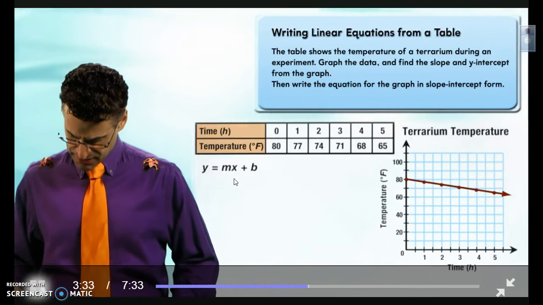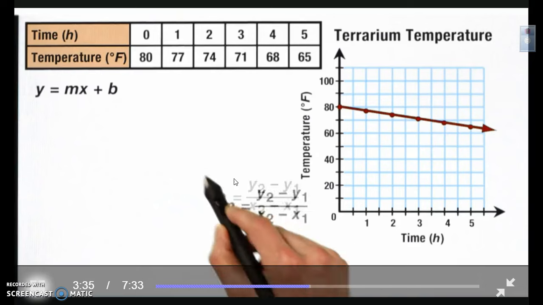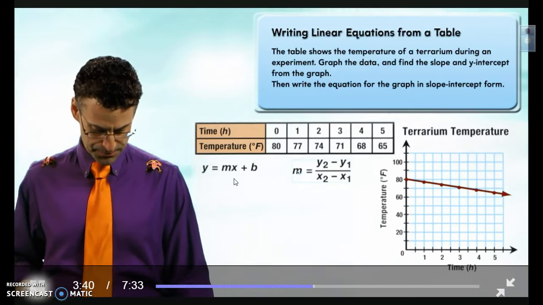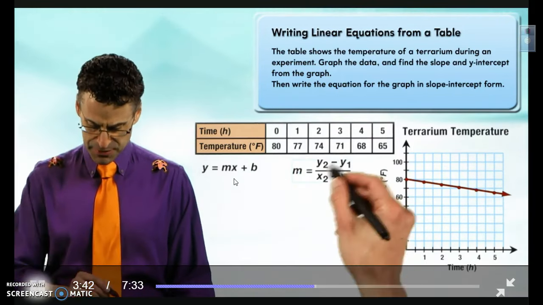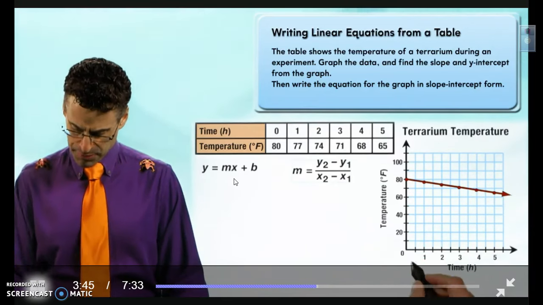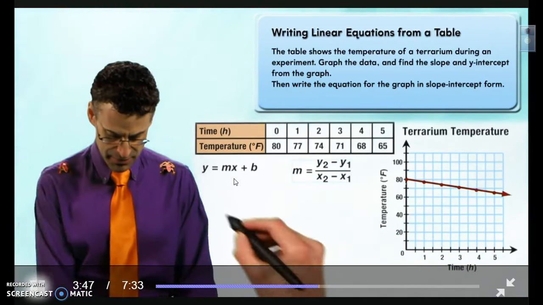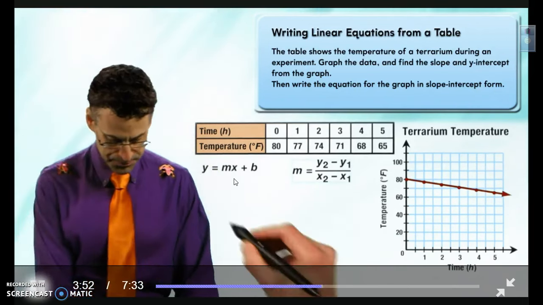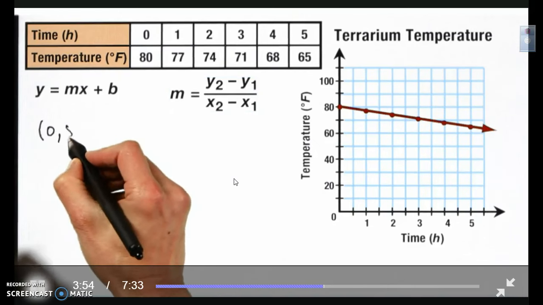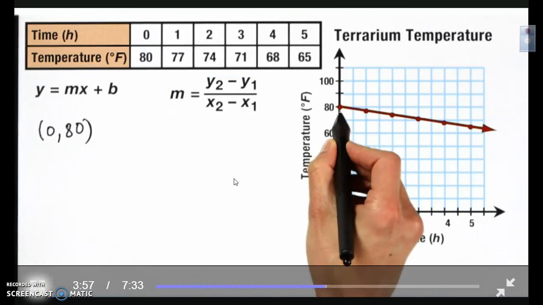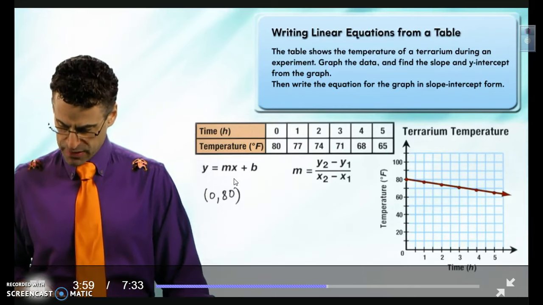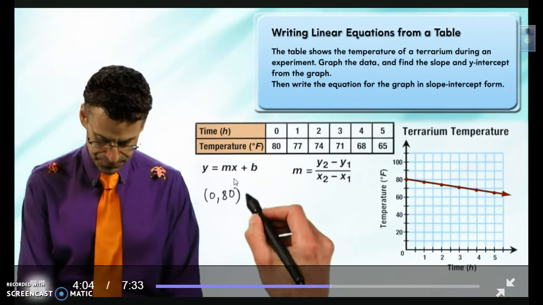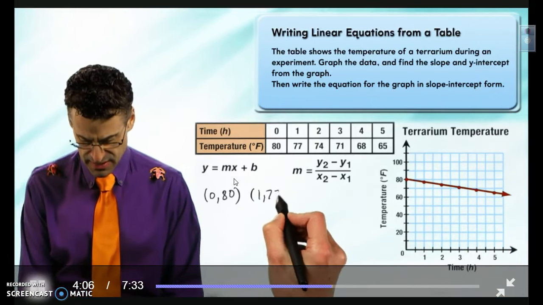Remember, the slope is just the change in y over the change in x. So all we have to do is pick some points and compute this. So how about for one ordered pair, I'll use this point, which remember is 0, 80. That's that point right there. And then how about if we use the next point, which is 1, 77, as the other point.